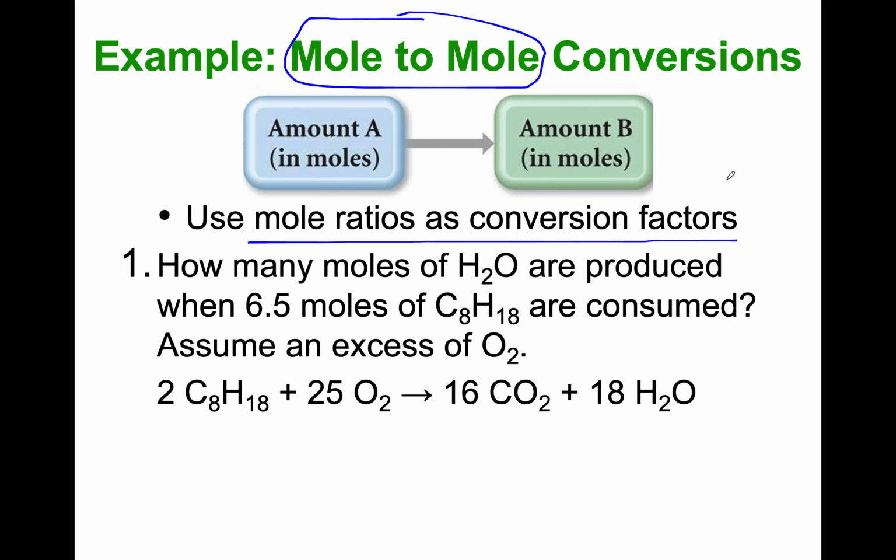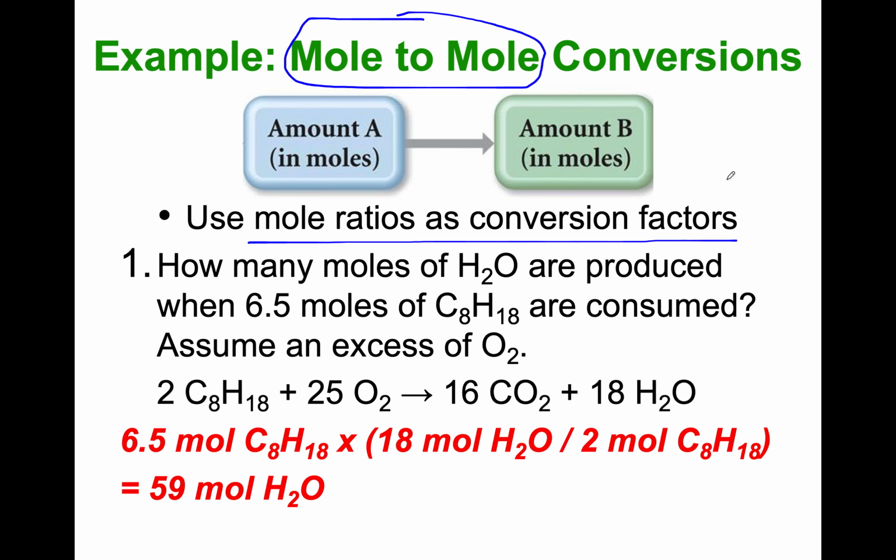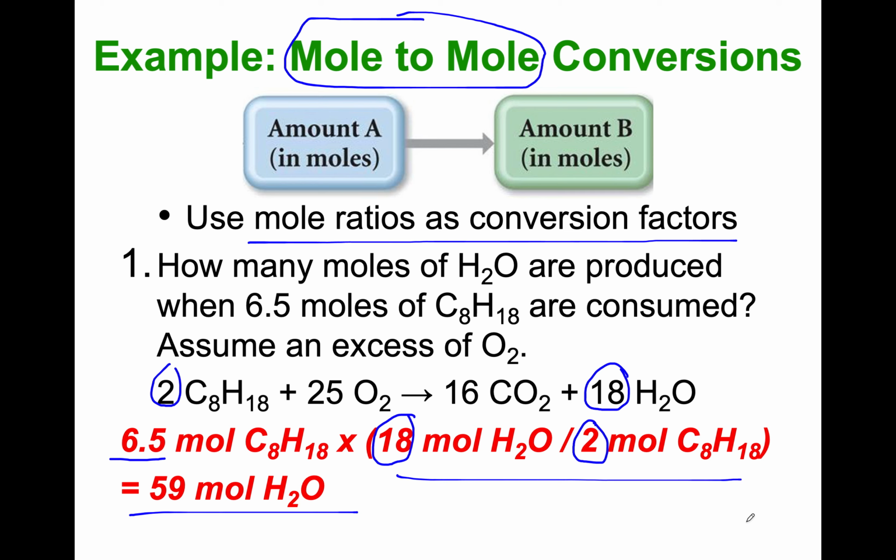If you don't have a balanced chemical equation, you've got to balance it because you need this mole ratio. So here you can see we're going to water, so 18 moles of water is on top, and we're coming from octane, so that's 2 moles of octane on bottom. And of course, sig figs, 2 sig figs, 2 sig figs. But the real key is pulling out the mole ratio. That's right here.